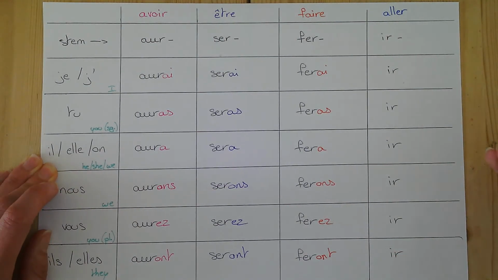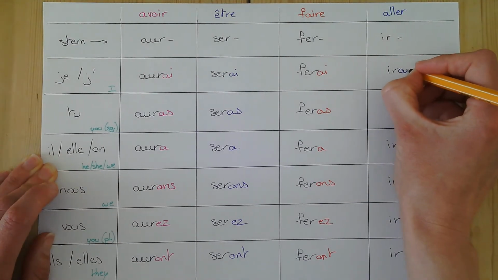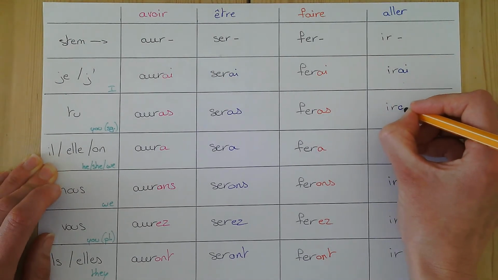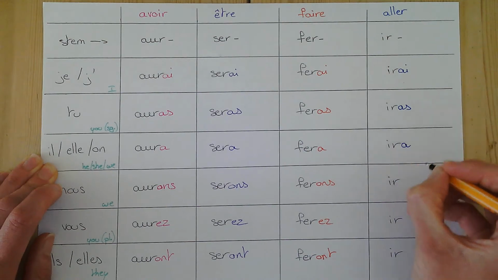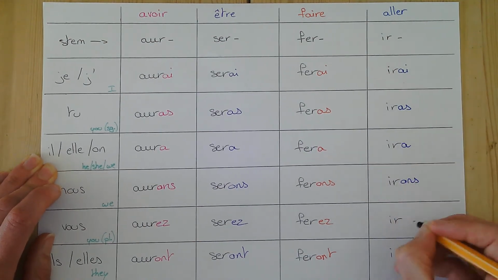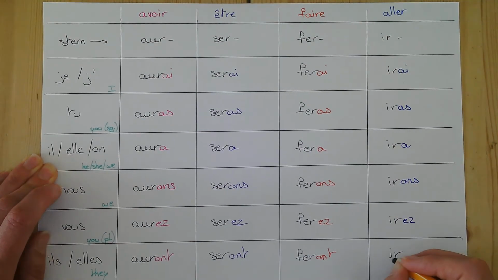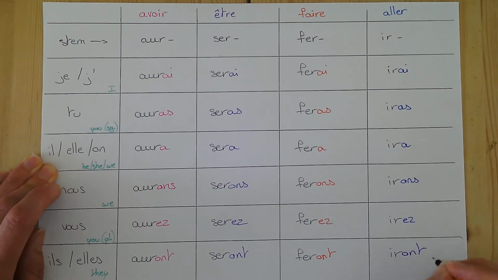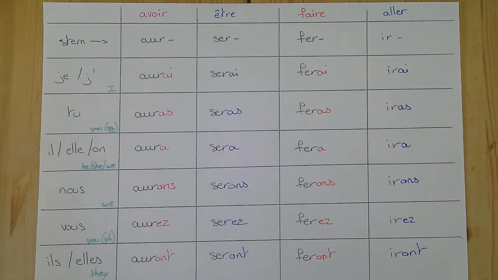And finally the verb to go. I will go, you will go, he will go, we will go, you plural will go, and they will go. And that's it, you've got your irregulars.